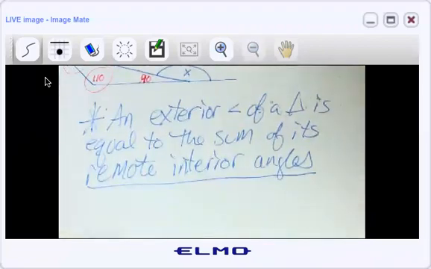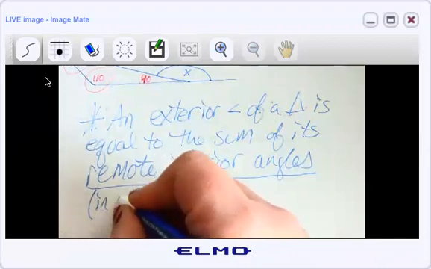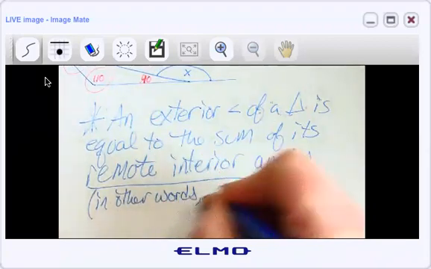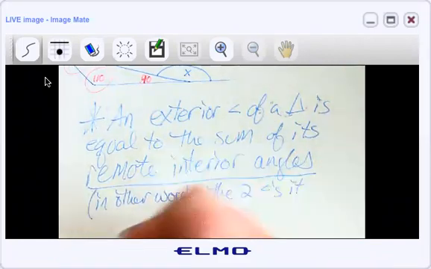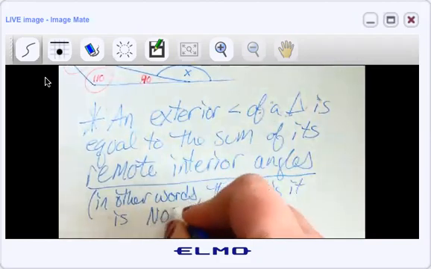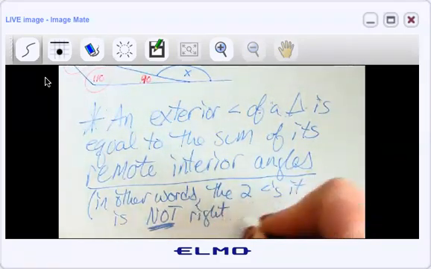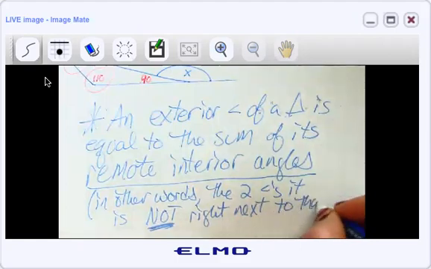And I'm going to put right here what that means. So in other words, the two angles it is not right next to, that are in the triangle.